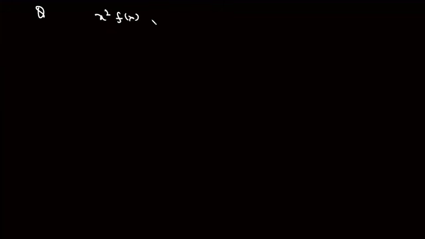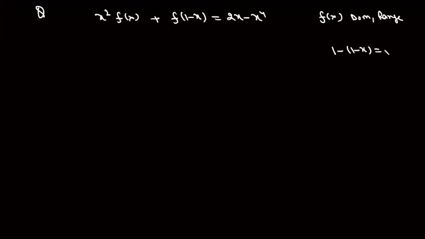Now here we are given a question which is x square f(x) plus f(1 minus x) is equal to 2x minus x to the power 4. It says find this function f(x) and also find its domain and range. Now we know that if we substitute x with 1 minus x, so this 1 minus x will again be x, then it will become a problem of simultaneous equations. So what we'll do is we'll replace x with 1 minus x.